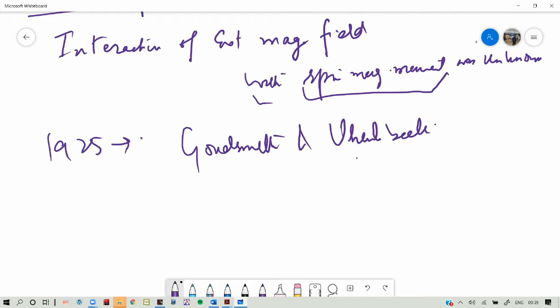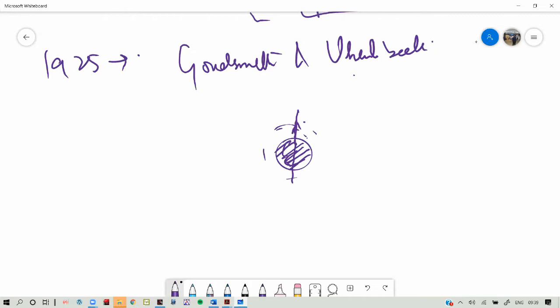So suppose I make it a charged sphere, this is an electron and it has an axis, so it spins about its own axis. When it spins about its own axis, since it's a charge, it also acts as a magnetic dipole, as we saw in the case of orbital. So it has an intrinsic or built-in angular momentum, and that gives it an intrinsic magnetic dipole moment.